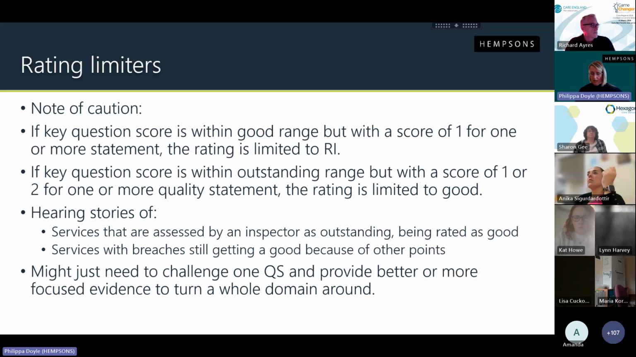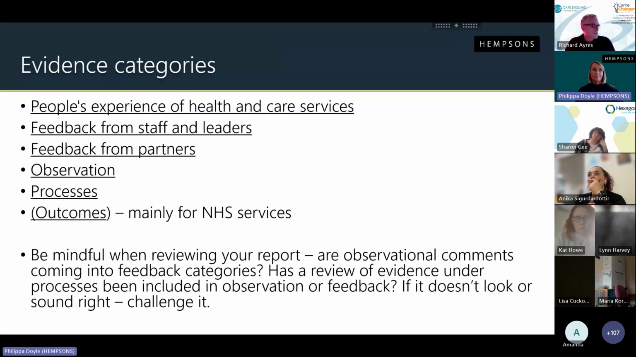So I really can't say more strongly how important it is for providers to go through that process and use that challenge process. So just a reminder about the 5 different evidence categories that we have that apply to social care providers.